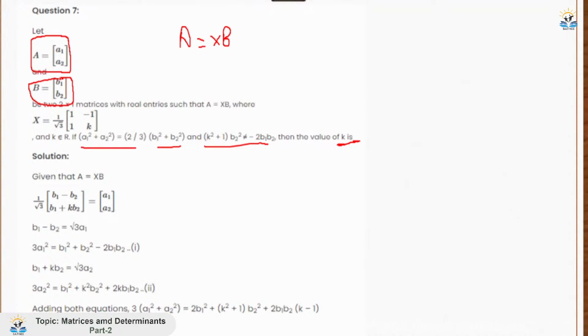Firstly, multiply X with B so that you can get the value of XB. So you are getting this equation. Now equate the values. You will get b1 minus b2 equal to root 3 times a1 and b1 plus k b2 equal to root 3 times a2. So these are the two equations. One is this and second one is this one.